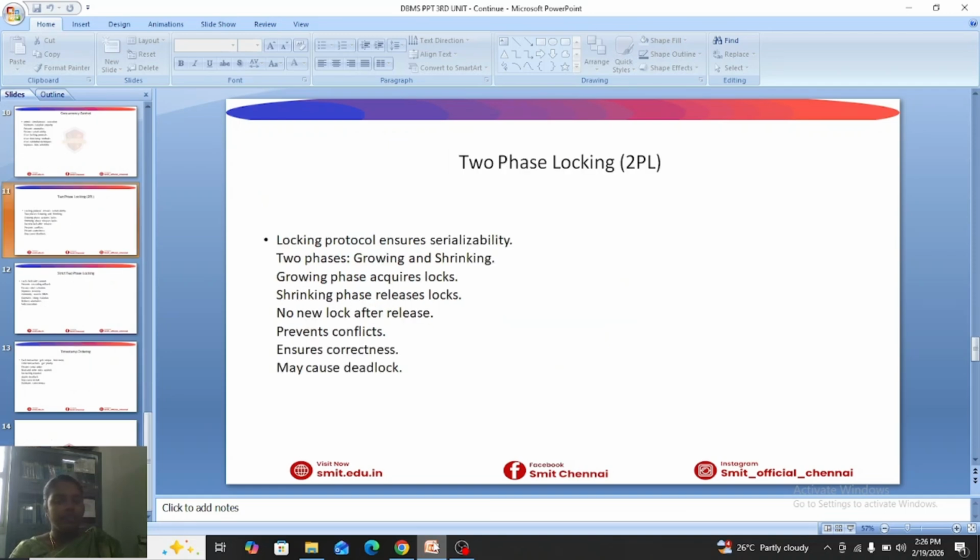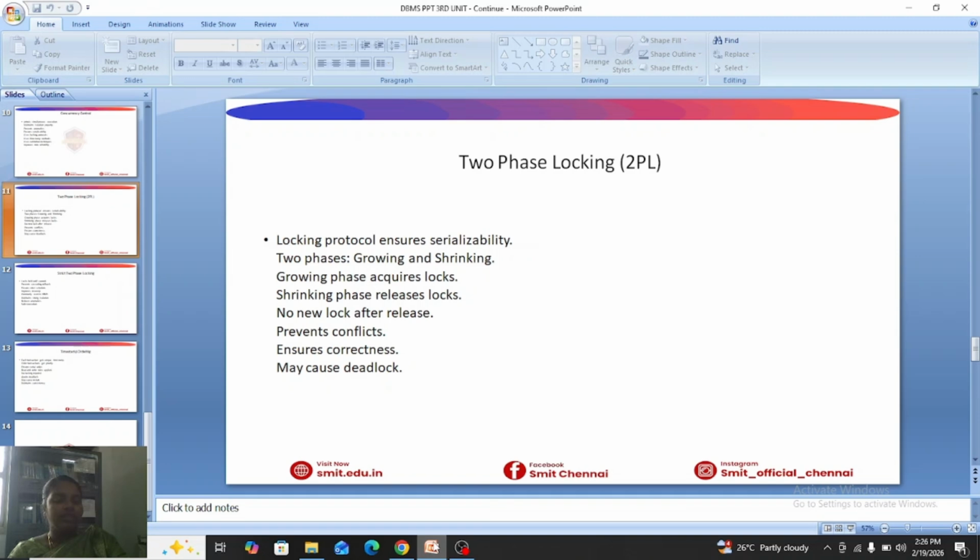Moving on to two-phase locking. Two-phase locking is a concurrency control protocol. It is used to ensure conflict serializability in database systems. It divides transaction execution into two phases for locking. Locking protocol ensures serializability. The two phases are the growing phase and the shrinking phase. Growing phase acquires locks, shrinking phase releases locks. No new lock after release.